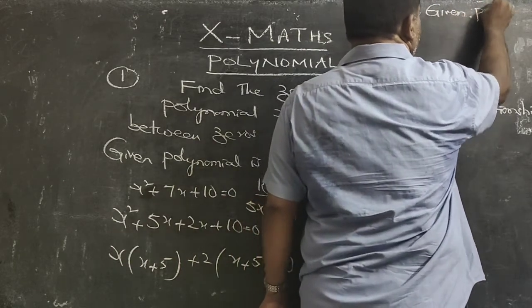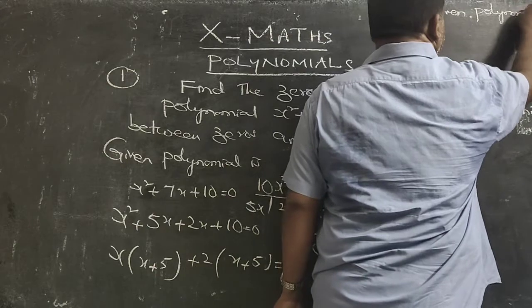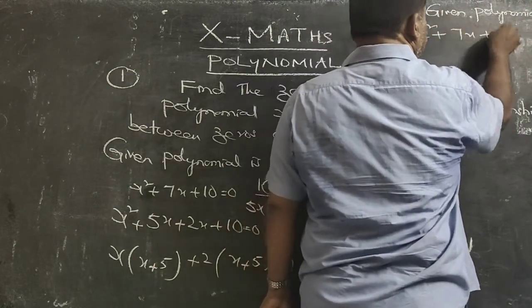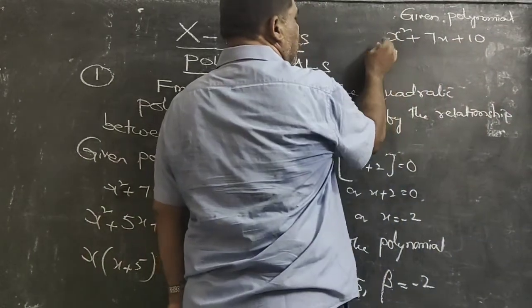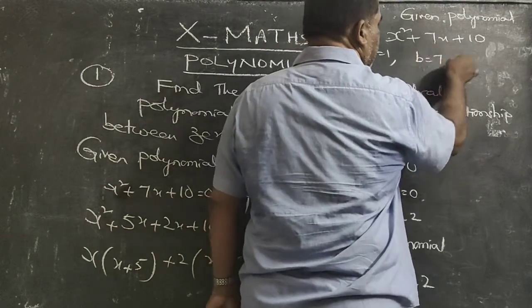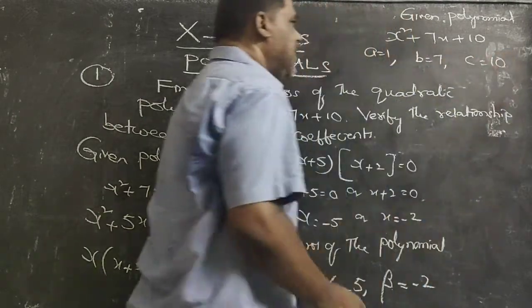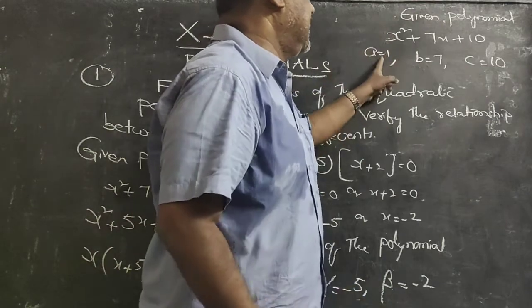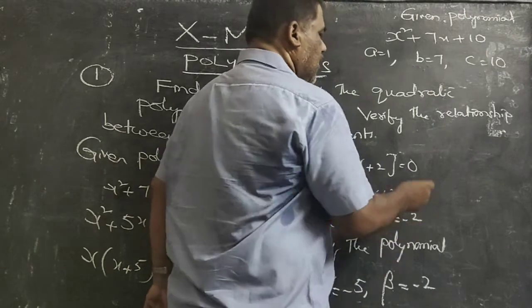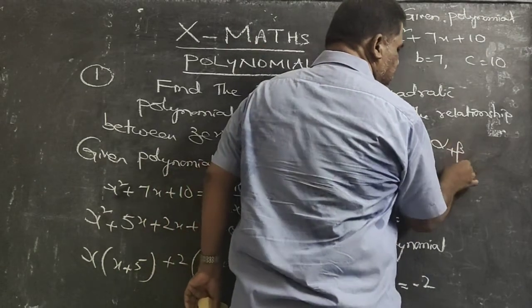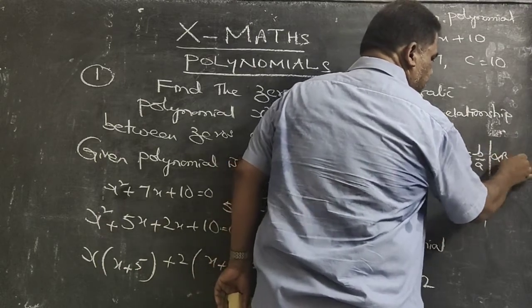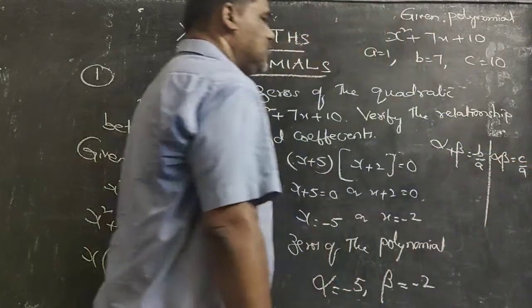So given polynomial is x square plus 7x plus 10. X square coefficient is called A, x coefficient is called B, constant is C. This is ABC values. X square coefficient is A, that is 1, x coefficient is B, that is 7, constant is C. Now alpha plus beta should be equal to minus B by A and alpha beta should be equal to C by A. These two should be equal.